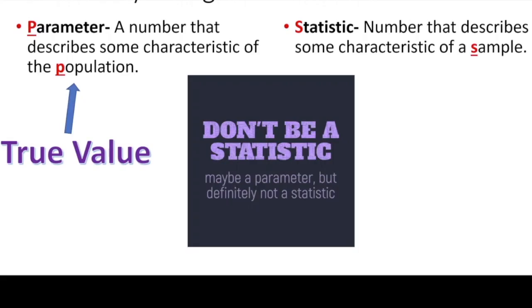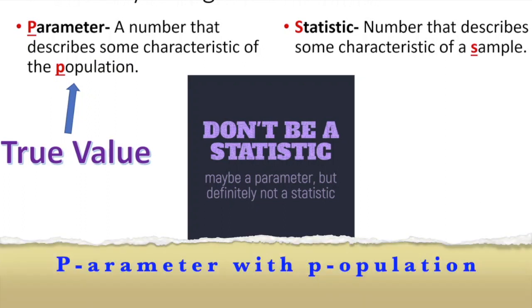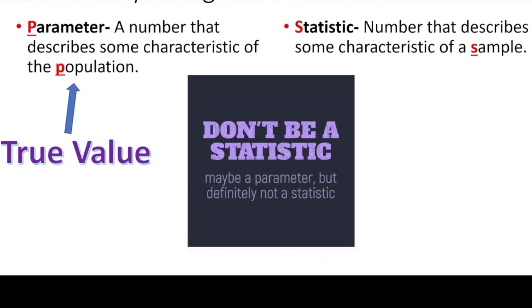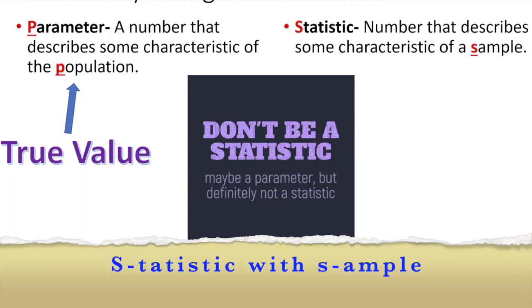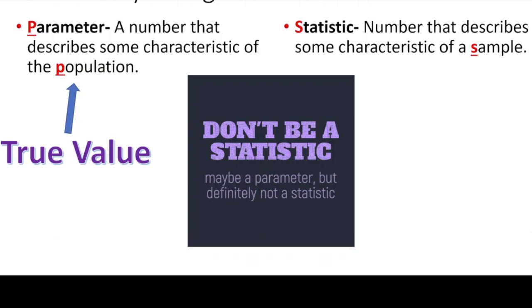A parameter is a number that describes some characteristic of the population. So you notice how the P goes with the P. Parameters, populations. Statistics, however, describe some characteristic of a sample. You see how the S's go together? Statistic, sample. Statistics go with samples, parameters go with populations.